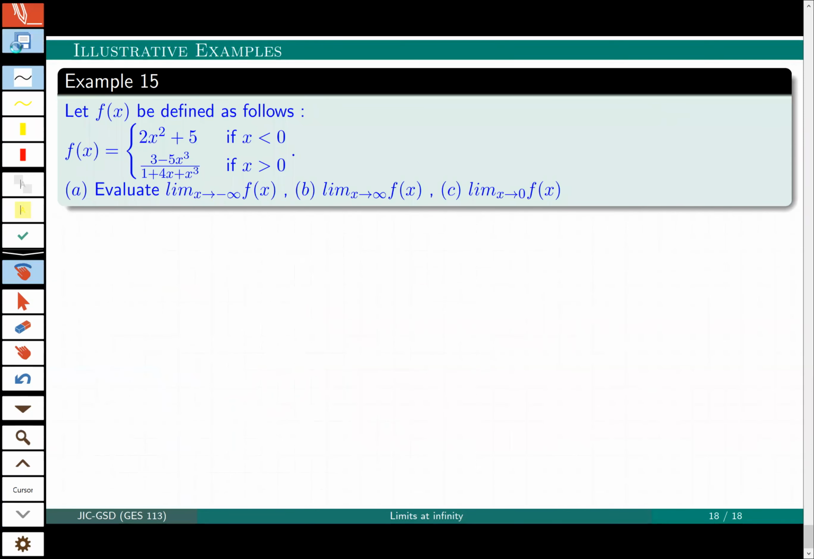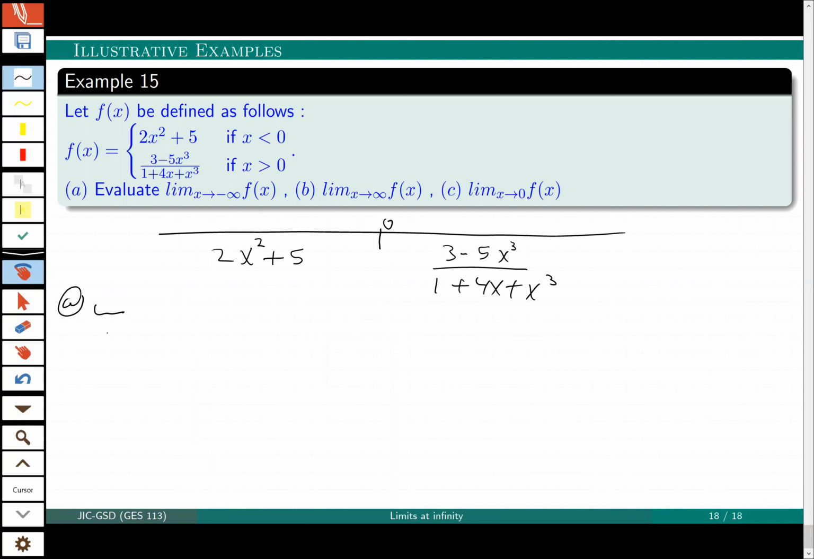The last question here, we have to understand what's given to us. Here we have 0. If it is before 0, it's 2x squared plus 5. If it is more than 0, it will be 3 minus 5x cubed. So when he asked me about x, I should select to the left of 0, which is 2x squared plus 5. Of course, we take only the largest power 2x squared, so it will be plus infinity because when we square it becomes positive.